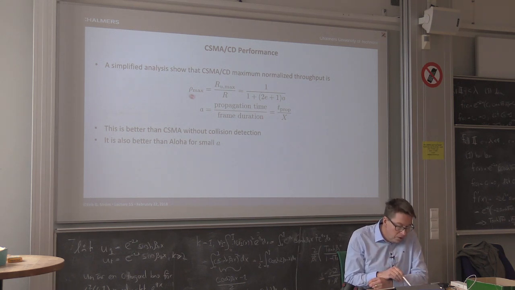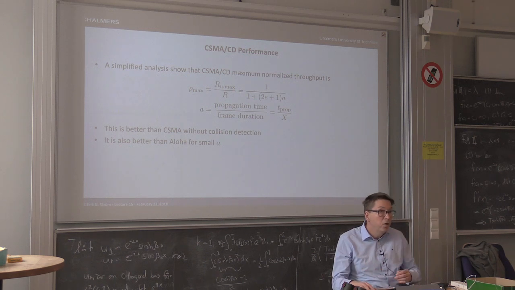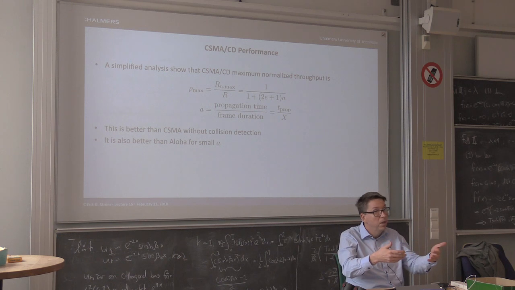But what we are interested in is the rho max. If you remember, this is the maximum load that the system can sustain. And the maximum load, we get that by taking the maximum throughput we can have, and dividing by R. To get the maximum throughput, what we essentially do is push more and more data onto the system until the throughput peaks, and then we don't push more data.